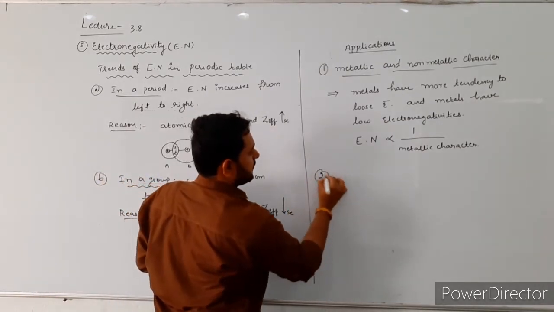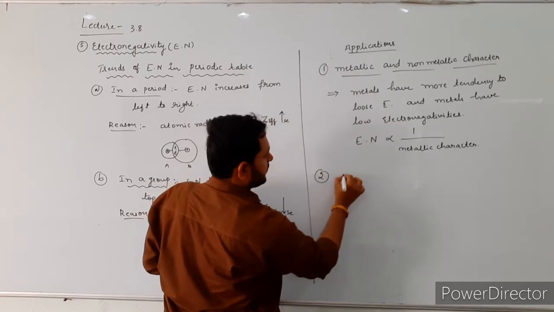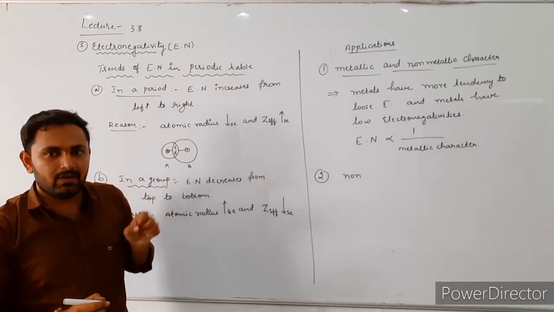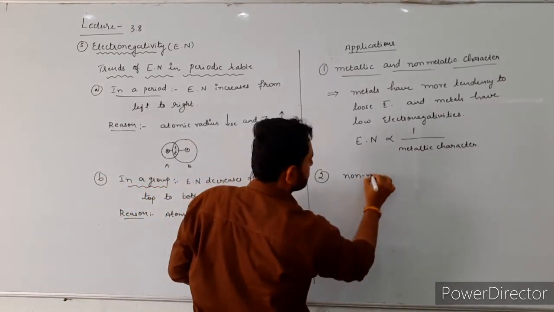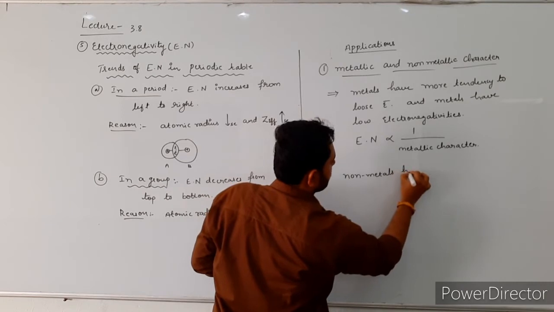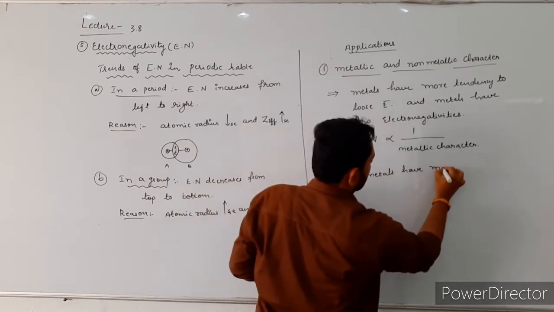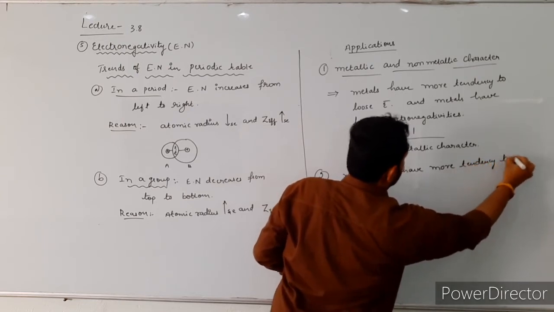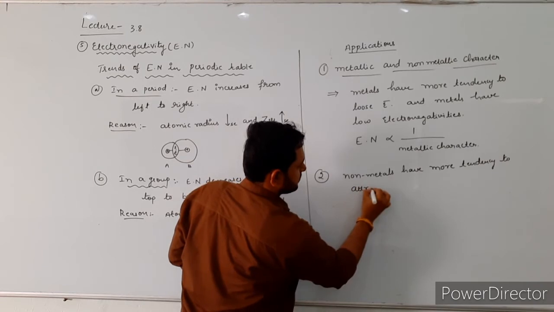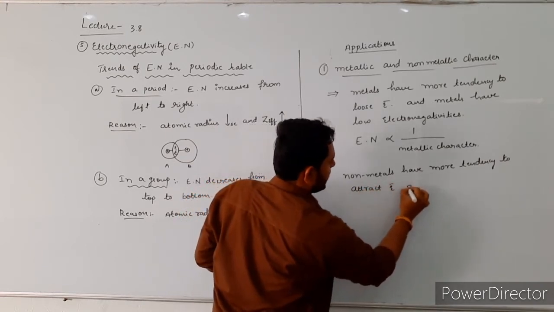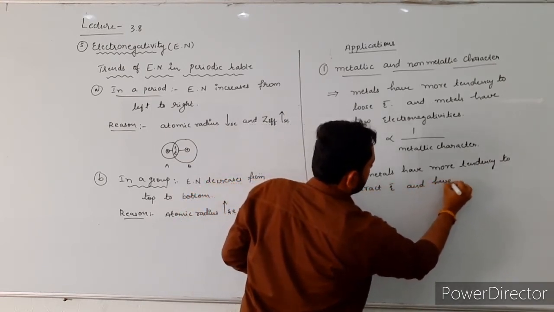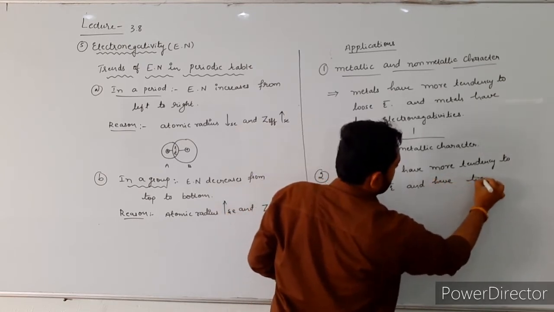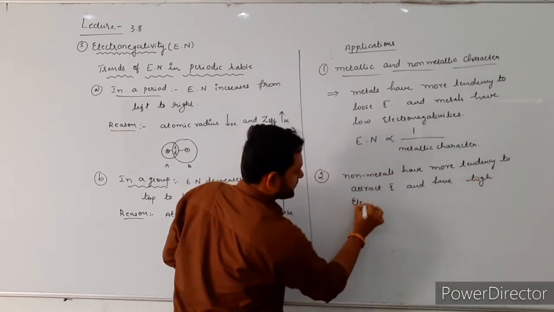Next, non-metals. Non-metals have more tendency to attract electrons, and have more electronegativities, high electronegativities.